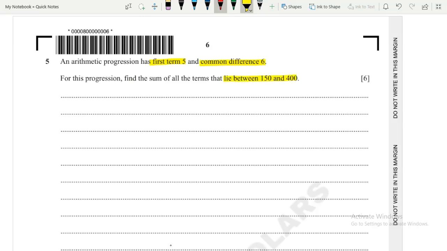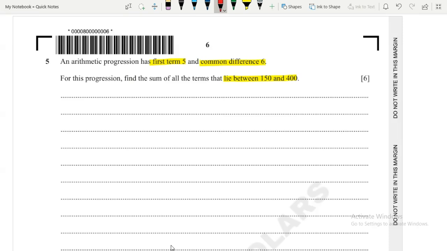So to solve this type of question, they are actually asking us the summation of all the terms that lie between this range. We do not have a formula that gives us the sum between two ranges, but we have the formula that gives us the sum from the first term to the term we have specified. So first of all, we will find the term that is less than 400. Then we have to find the term that is greater than 150. So we have the terms that lie between these two ranges.